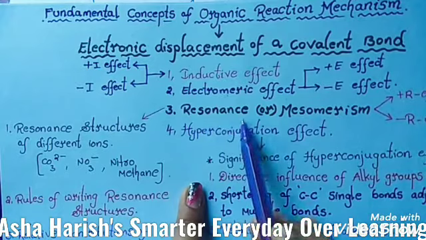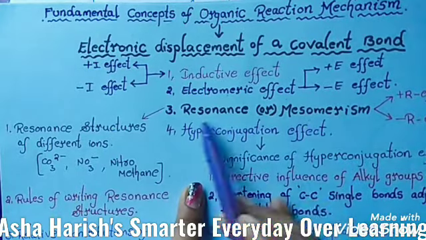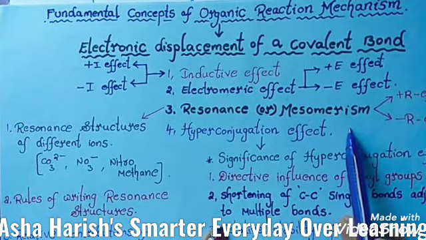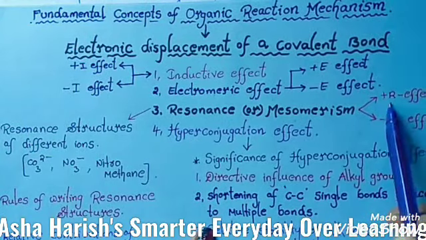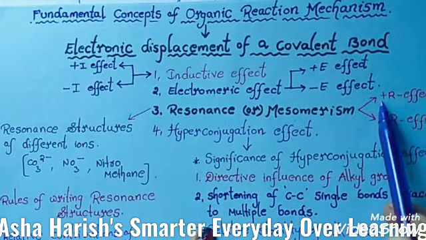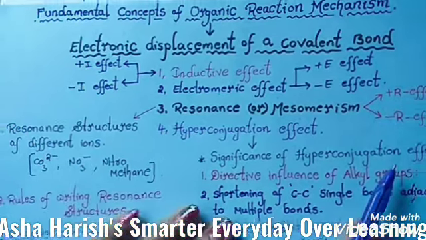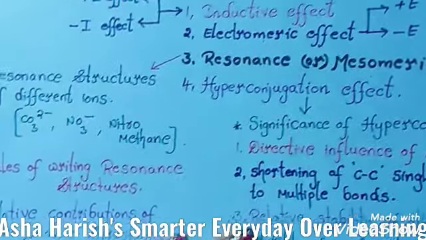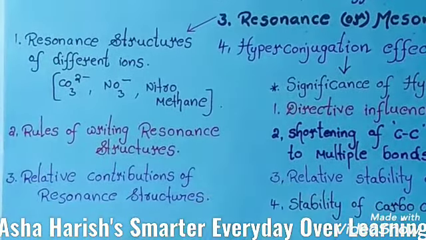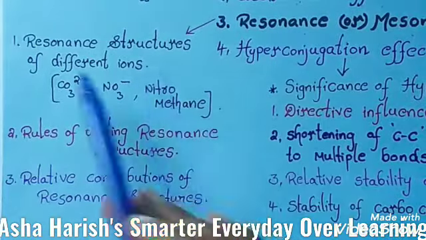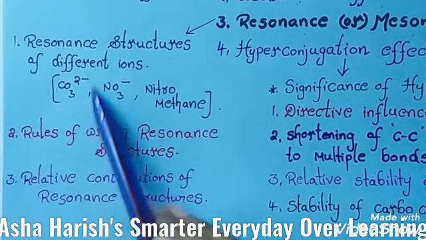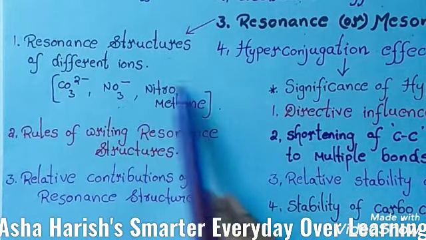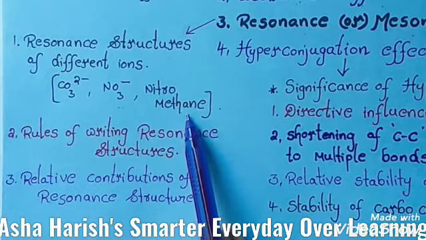The third one is resonance or mesomerism. In this also you are going to learn about two types: plus R effect and minus R effect, plus resonance and minus resonance. This is the complete mind map I want to show you. In this resonance subtopic, there are also resonance structures, for suppose some ions, how we can draw the resonance structures for these ions, and for nitromethane and some other compounds also.